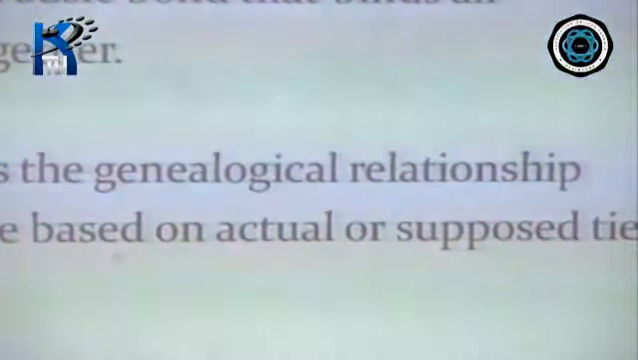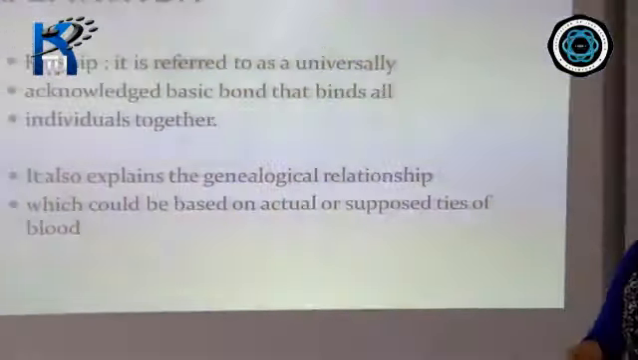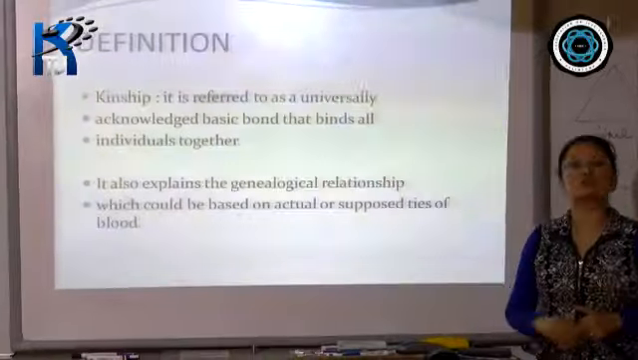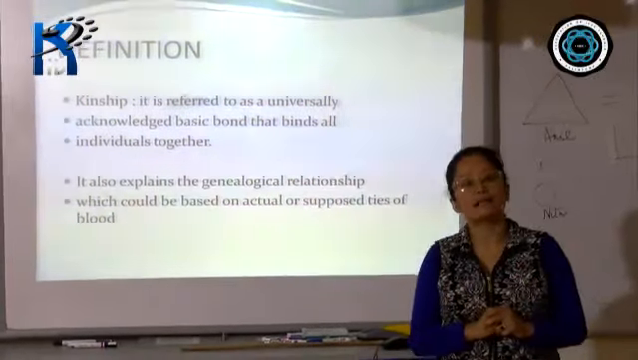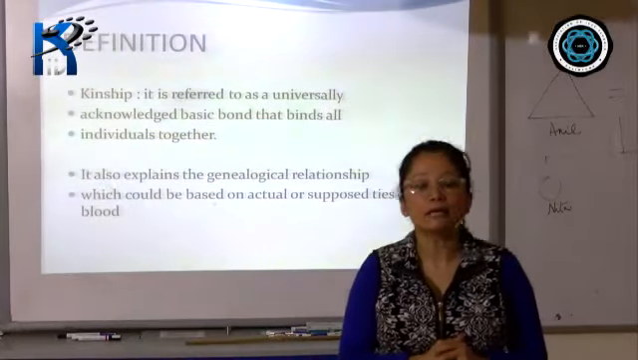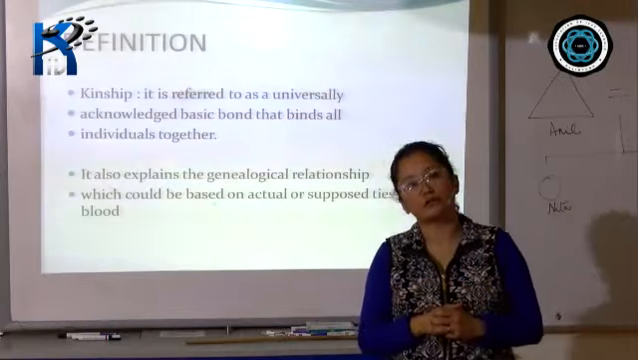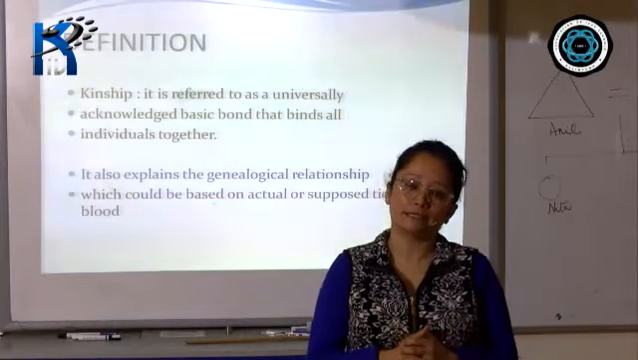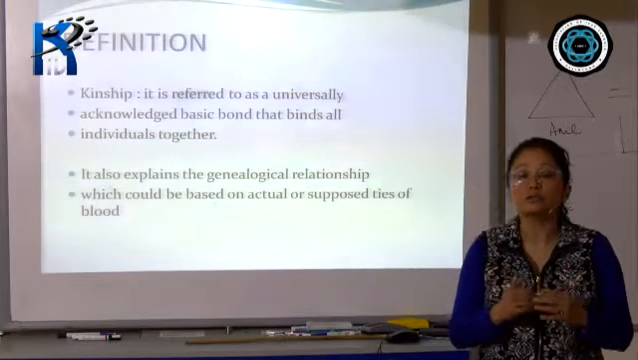So that person is my father's father, that person is my aunt's sister, that person is my mother's brother, etc., which could be based on actual, meaning real, or supposed ties of blood. While dealing with kinship, what we normally do is, we do not take into consideration only our blood relatives, but we also take into consideration the adoption cases also.